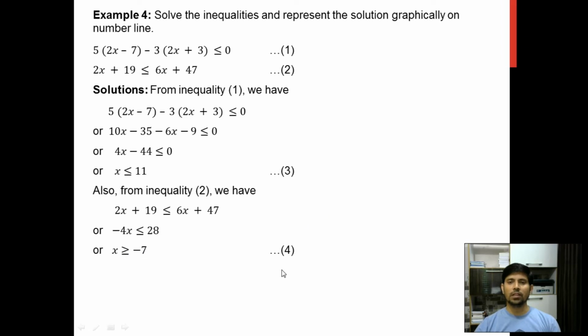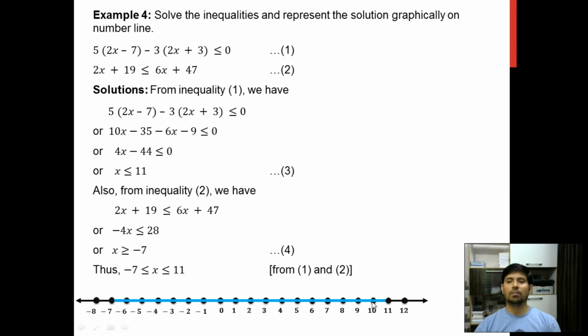So on combining 3 and 4, we got the relation x is greater than or equal to minus 7 but less than or equal to 11. Now we can easily draw this on the number line. Both minus 7 as well as 11 are included, so we drew a darkened circle here and here, and we shade this region from minus 7 to 11. This is the graphical solution of this inequality.